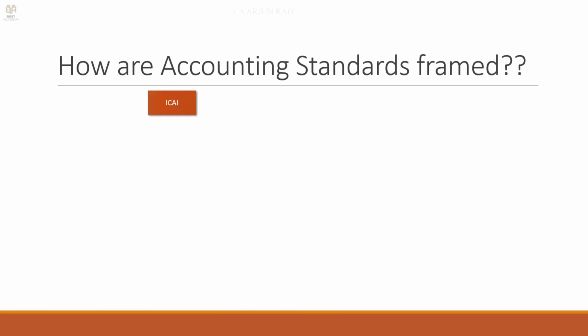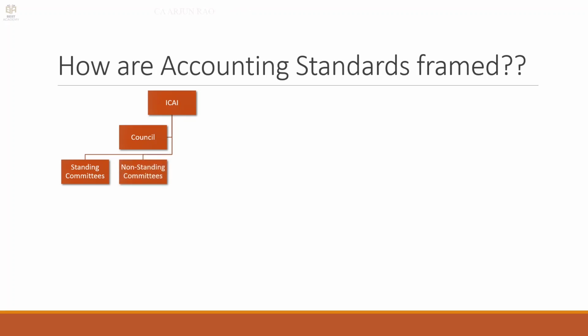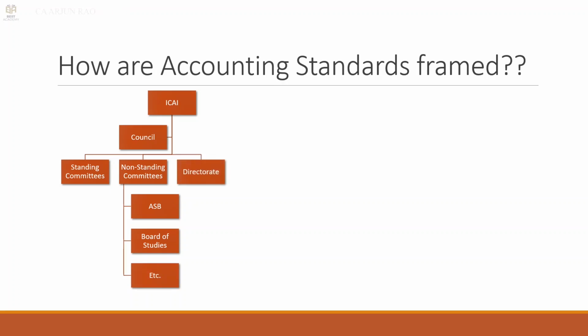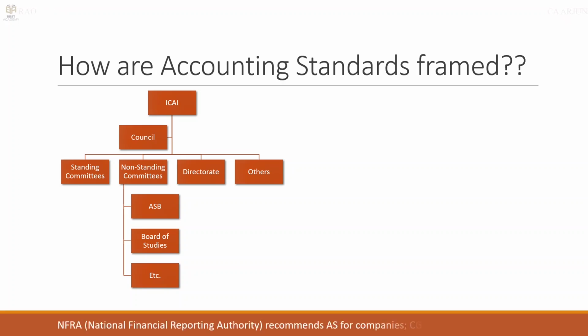So we have the Institute of Chartered Accountants of India, which has the council, which is the main governing body, and under that there are many committees like standing committees, non-standing committees, and the accounting standard board comes under a non-standing committee. You also have board of studies and other non-standing committees. Apart from that, you have the directorate of ICAI and you have other departments. So this is insofar as ICAI is concerned.